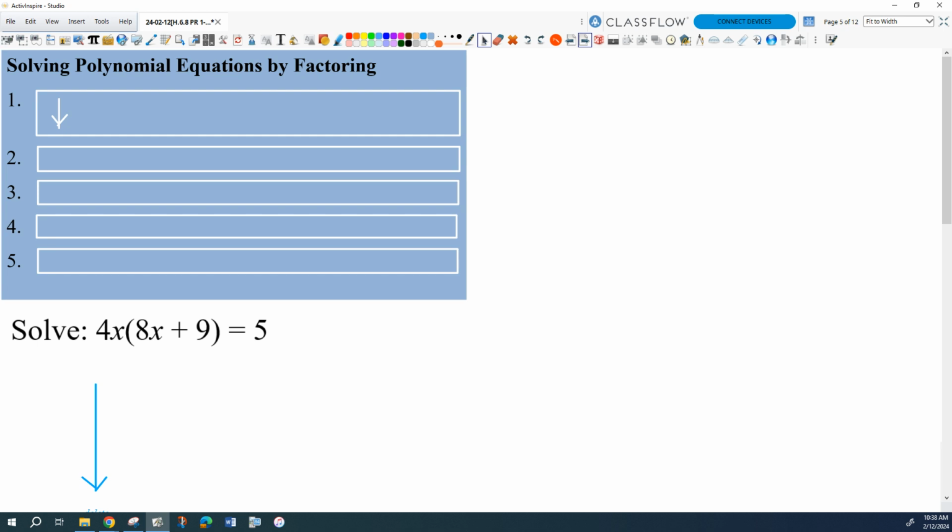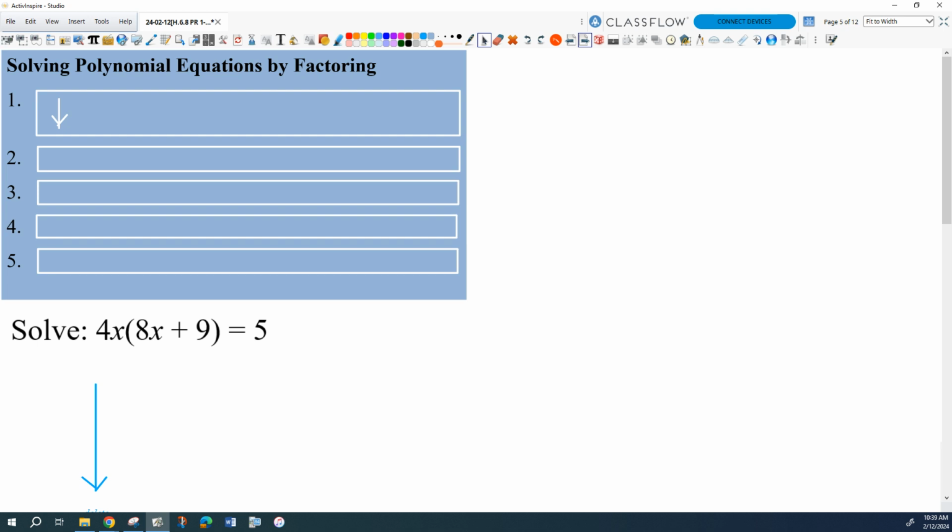Same kind of thing. Okay, what about this one? What do I have to do first? Or where do I start on this one? Okay, good, distribute the 4x. And why am I doing that? Order of operations. So it's in standard form. I've got to put it in standard form. How come it's not in standard form right now? Because it's not equal to 0.